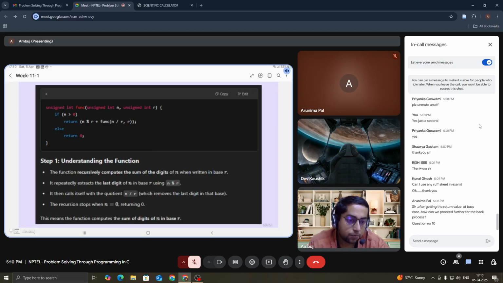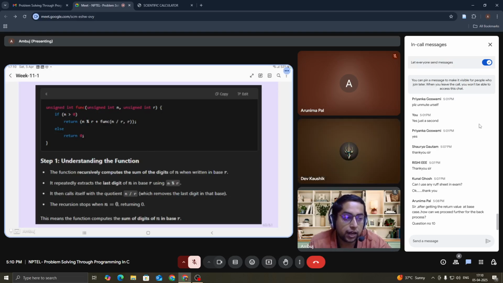256. So that 256, and R is 2 at every step. So at every step R is 2 only. This you have to just keep a note of.